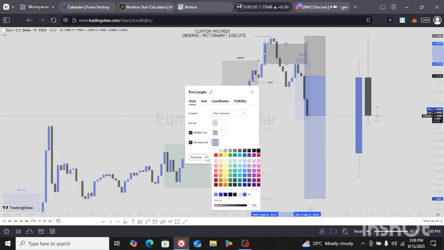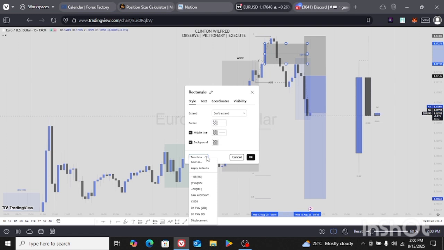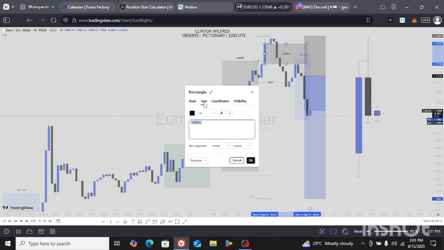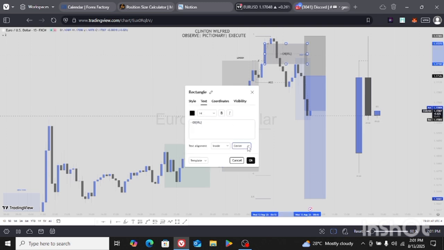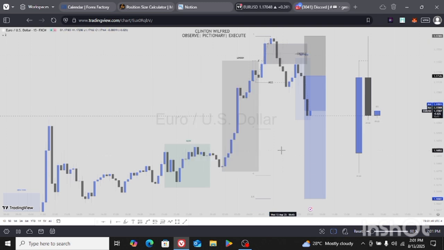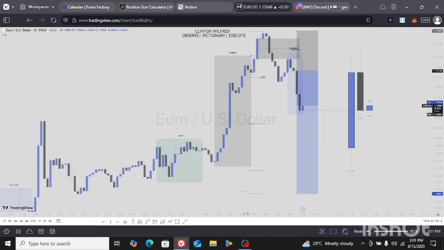Let's see if I have a template. CISD, OB. It's still on Adobe. So we can increase that font to 14 as well. So it's 14, put it on the right hand side. See, ASAP, we got the confluence and we are dropping to the downside. Let's go.